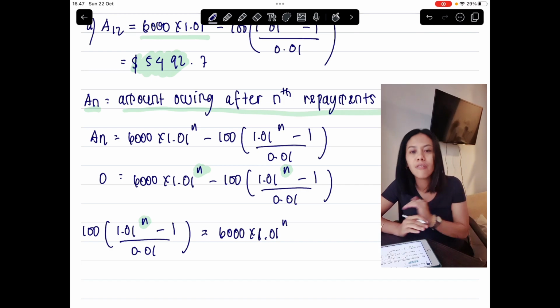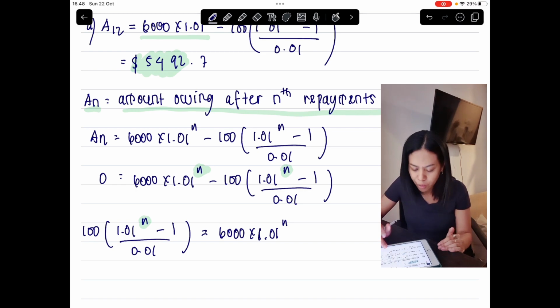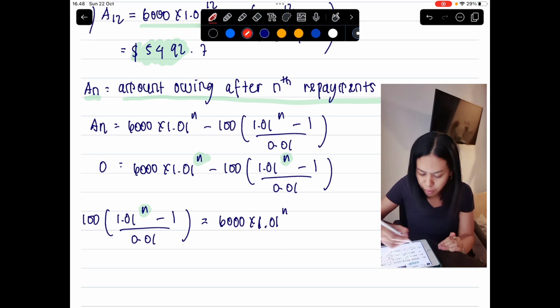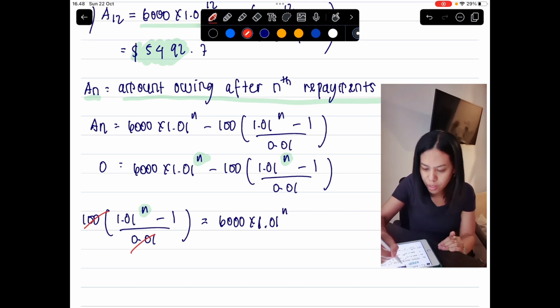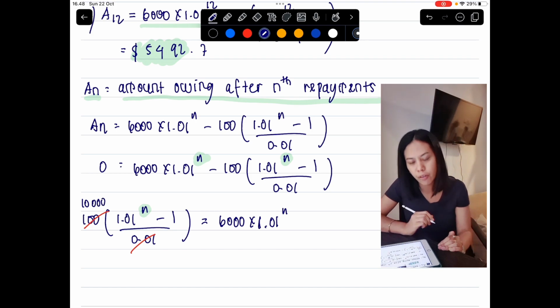Okay, at this level you should be able to follow what I'm doing, because it's just the math. You need to have enough basic math to be able to see what I'm doing. Okay, so I've got that. Now I'm going to simplify the 100 and the 0.01. If I simplify that, 100 divided by 0.01 is going to be 10,000. You can use a calculator for that, yeah?